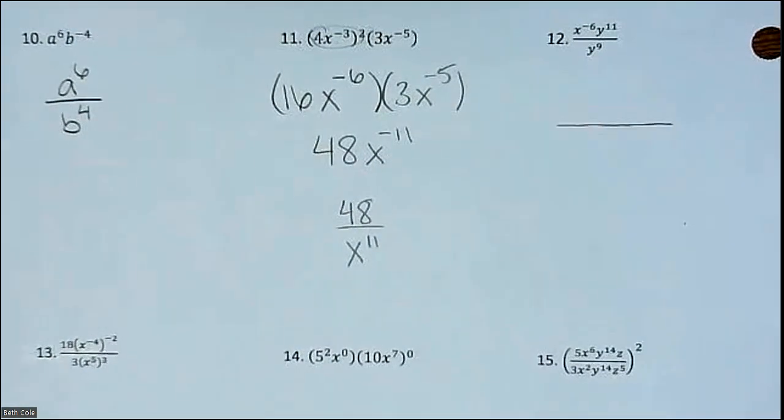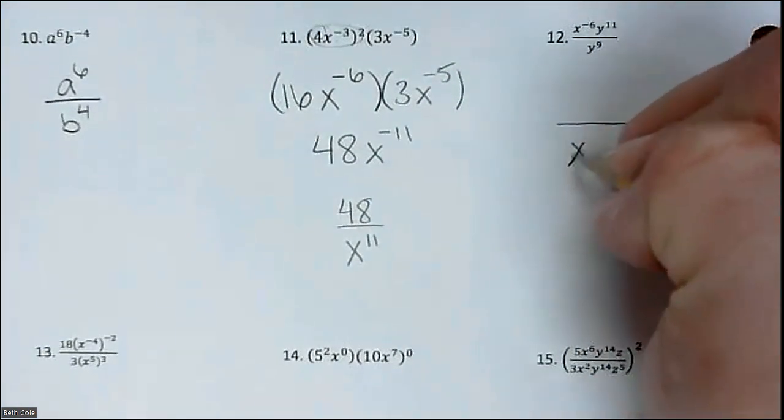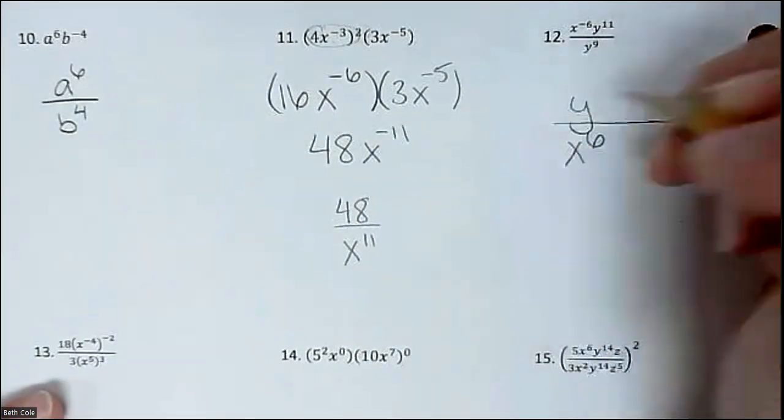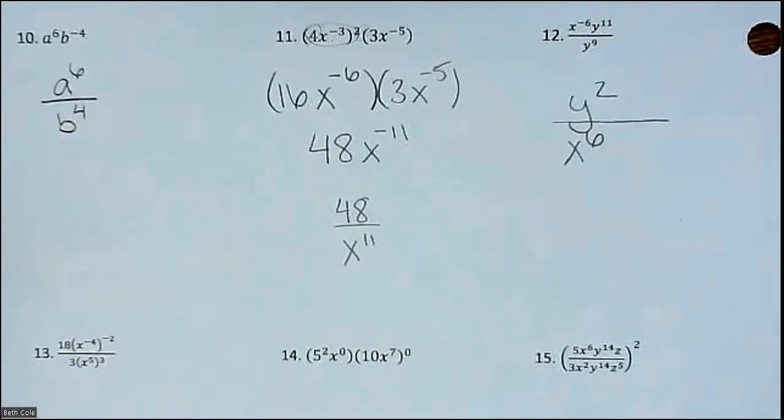Draw a fraction bar. We're just going to decide what goes where. Do you see how the x's are negative? Do you see that? Where are they going to go? It will be x to the 6th, but where am I going to put it? On the bottom. Good. And then for the y's, you're just playing tug of war. Which side wins? The top. By how much? That's it.